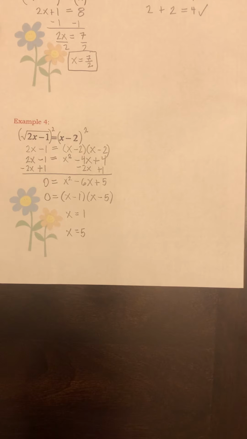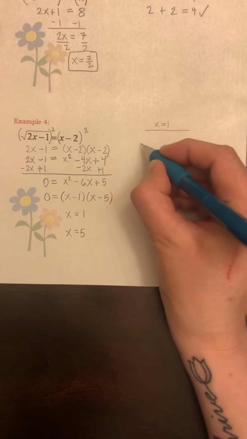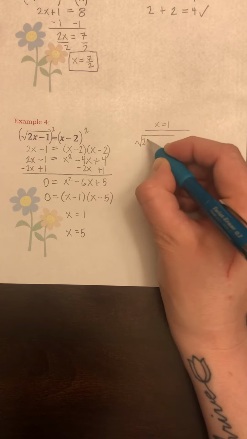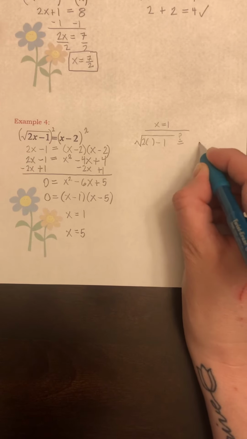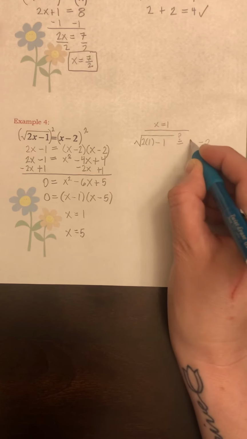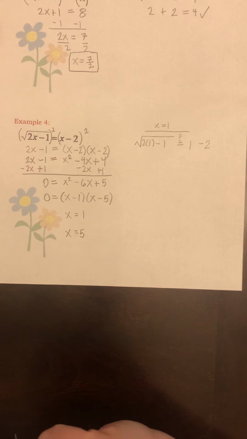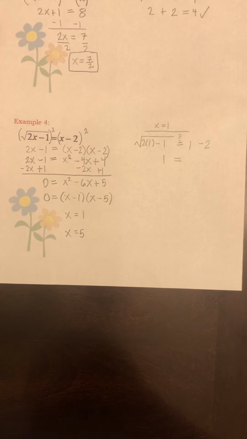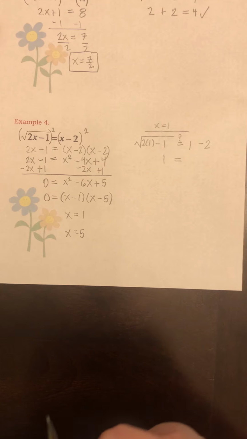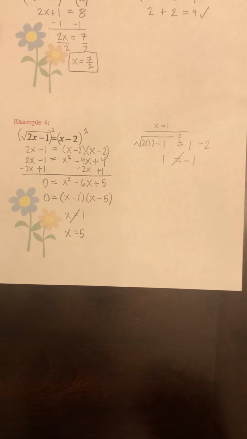But as you remember, we always have to go back and check. I'm going to start with the 1. So again, you're going back to the original problem. And everywhere that you see an x, you're going to plug in the 1. That's the one I've decided to start with. I'm plugging in a 1. So on the left-hand side, underneath the radical, 2 times 1 is 2. 2 minus 1 is 1. And the square root of 1 is 1. On the right-hand side, 1 minus 2 is -1. And those two things do not equal one another. So that cannot be a solution.